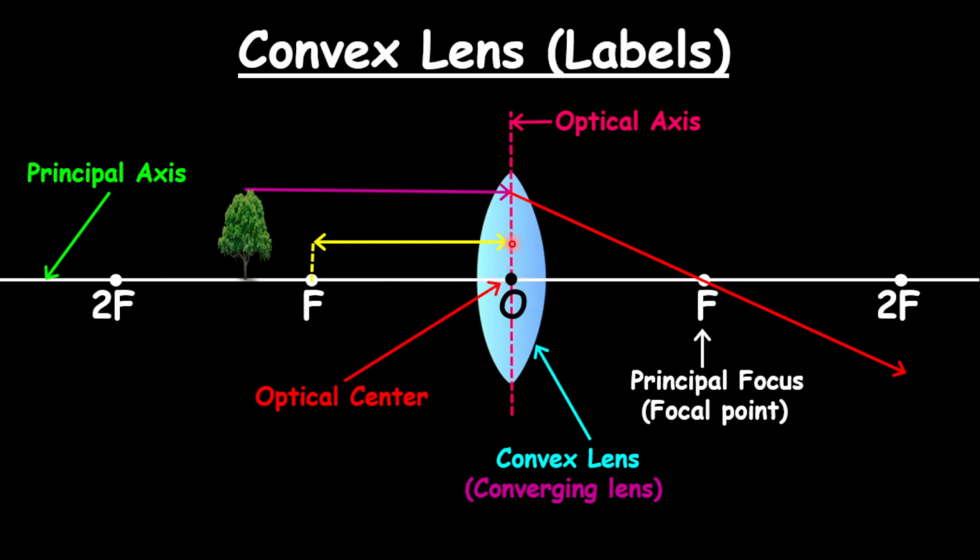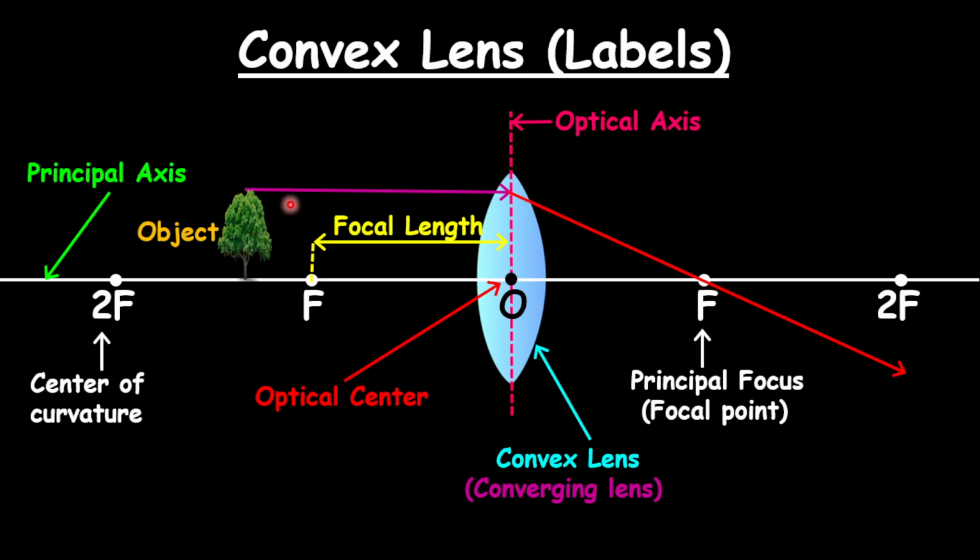Now, from the very center of the lens, or from the optical axis, all the way to F, that is our focal length. Twice this distance is called our 2F. 2F is also called our center of curvature. We also have an object.